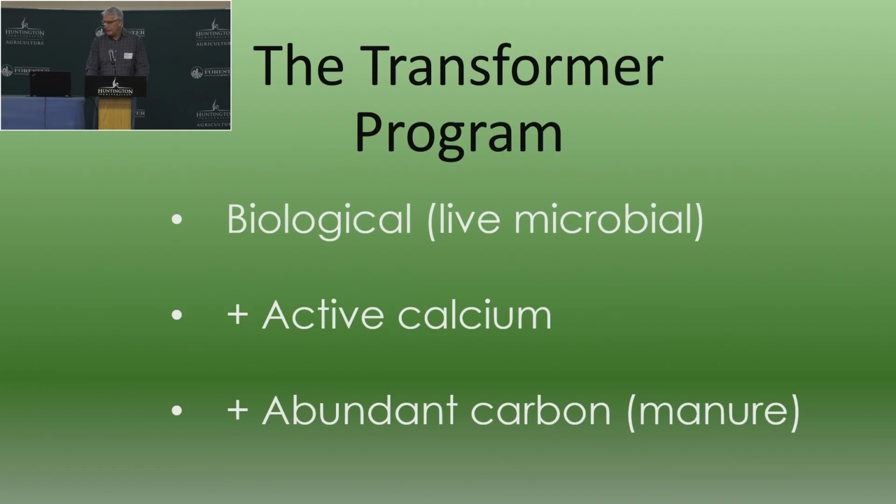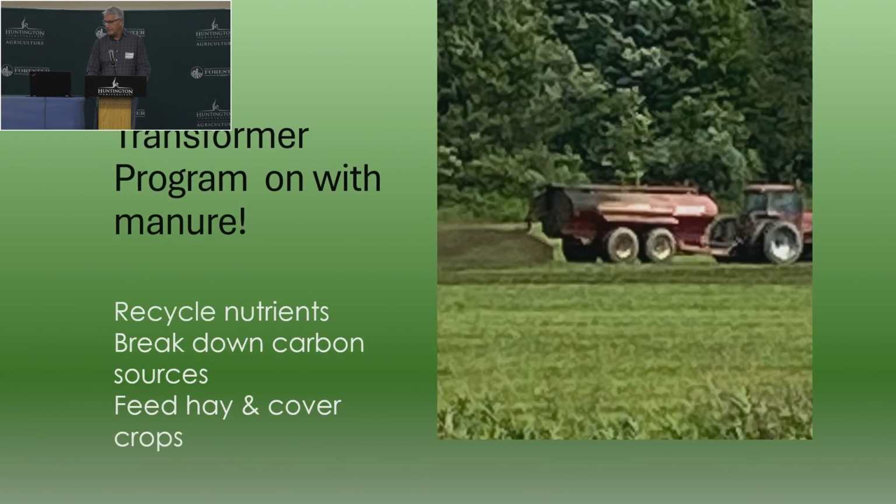So what is the transformer program? It's a biological, a live microbial product. We use the bioenergy plus the digester, so we're getting a broad spectrum of organisms. We have active calcium coming in from the TFRCA, so that helps create the pore space in the soil. And then abundant carbon. It can be manure, but the TFRCA has sugar in it coming from molasses and humic acid. So we're putting a very diverse food package and a very diverse microbial package together.